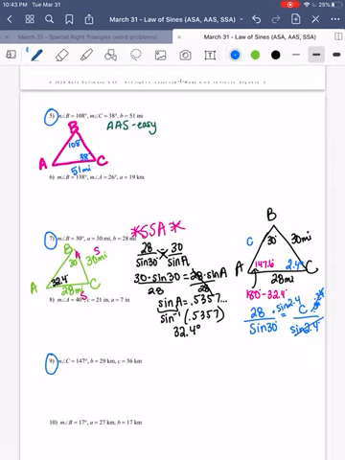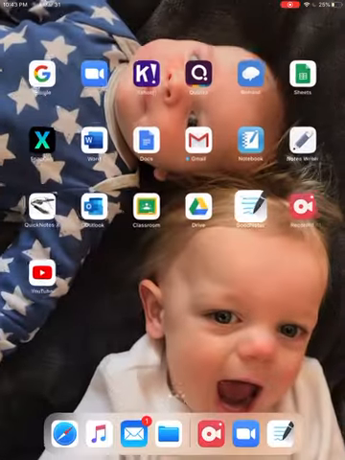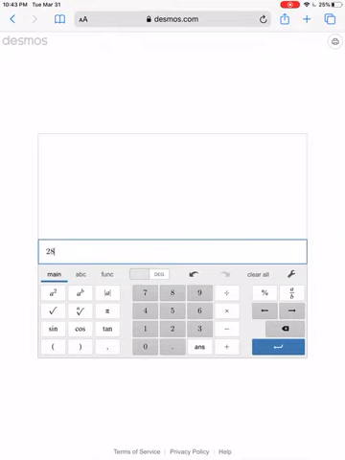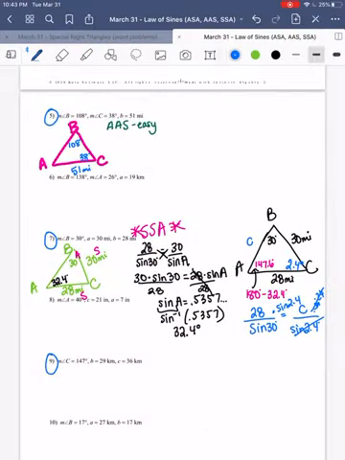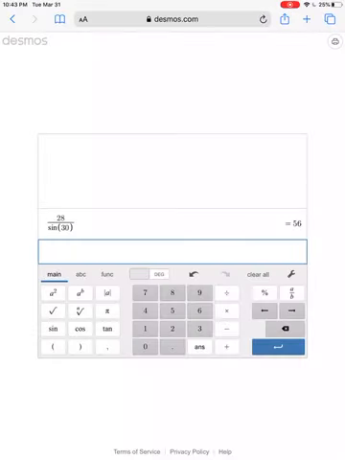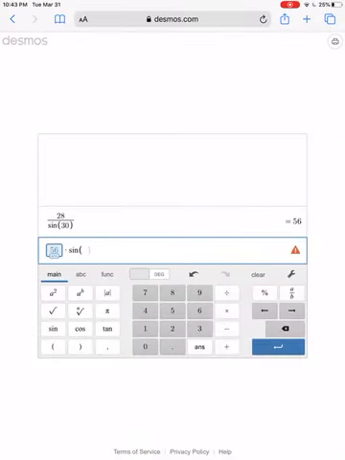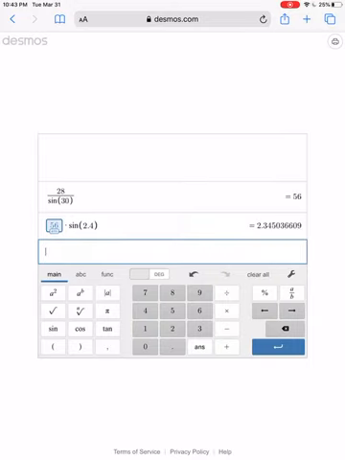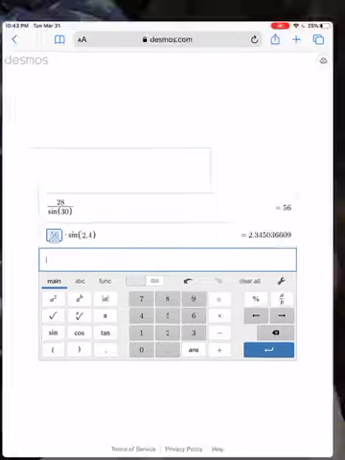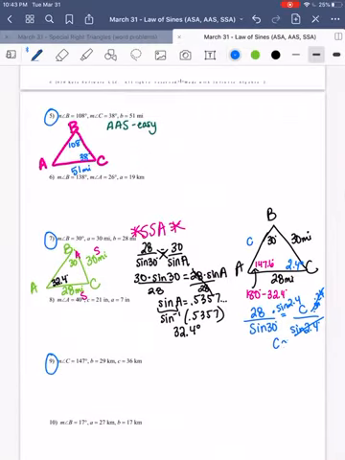And now let's go to the calculator and type that in. So 28 over sine 30, was it sine 30? Yeah. And then times sine of 2.4. Alright, and we should get 2.345, which, if we're rounding to the tenths, will just be 2.3. Alright, so we're done with that triangle.